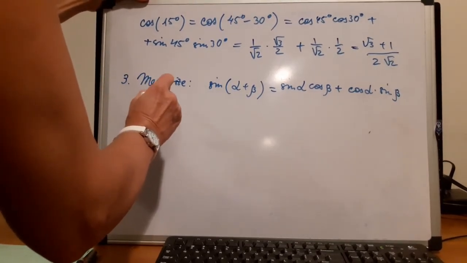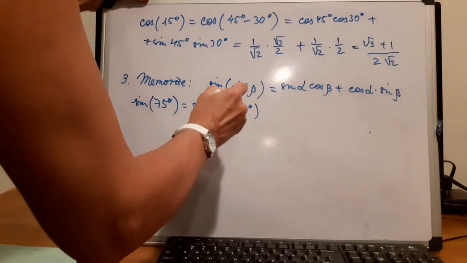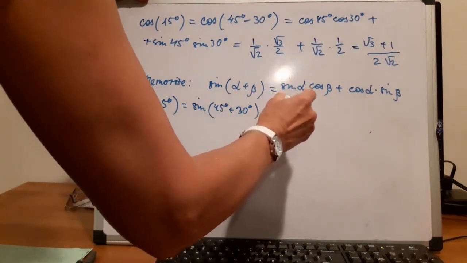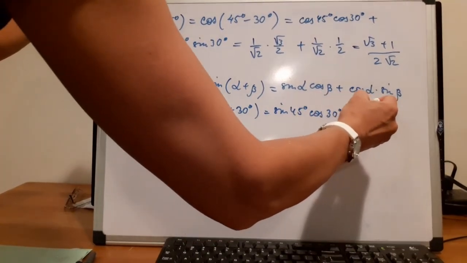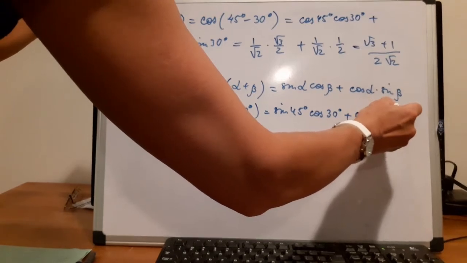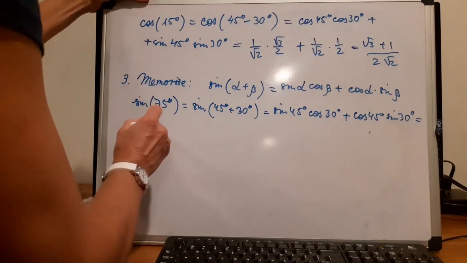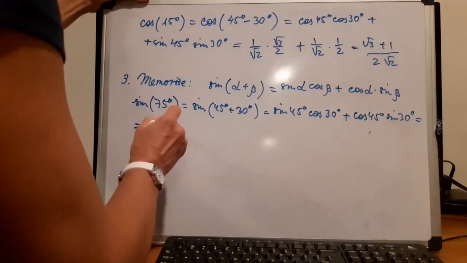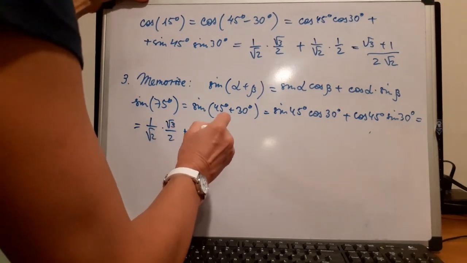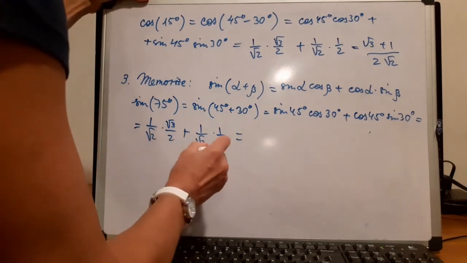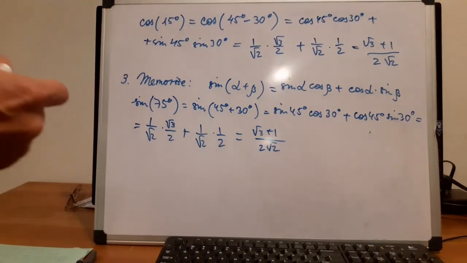Sine of 75 degrees, which is what? Sine of 45 degrees plus 30 degrees, right? I'm going to use the formula. And because all these are table values, I'm going to simplify this expression. Sine of 45 is 1 over square root of 2, cosine of 30 degrees is square root of 3 over 2, right? Plus 1 over square root of 2, and sine of 30 degrees is 1 over 2. Fractions have the same denominator, so I'm just going to write them down in simplified form.